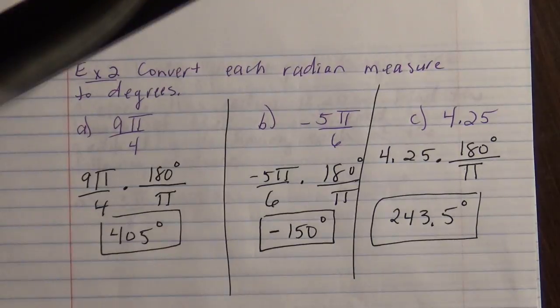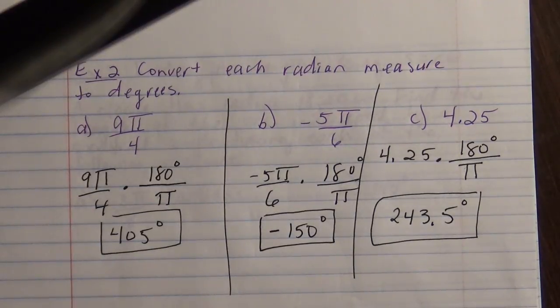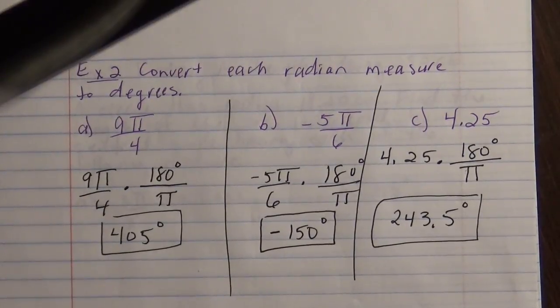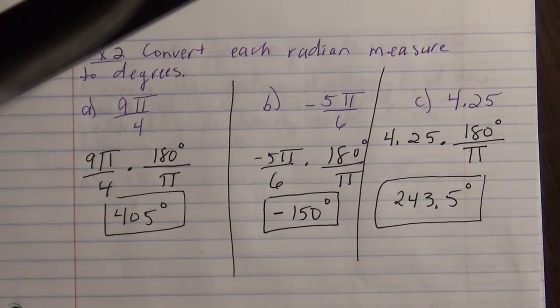Many times you'll suspect that it's in radians because you'll see pi in part of the number. But if you don't see a unit, then it's understood to be in radians.